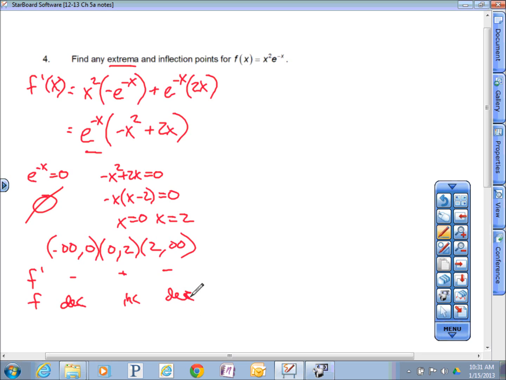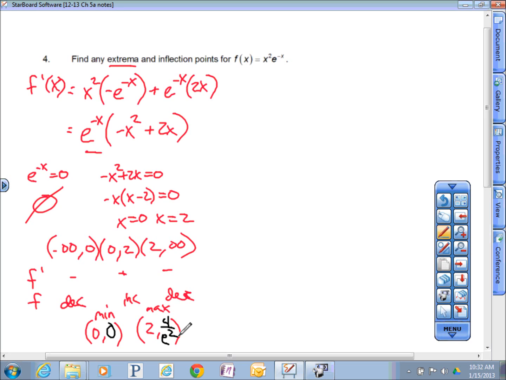So we're looking at a relative min at the point 0 something, and we're looking at a relative max at the point 2 something. How do you find the something? Go back to the original function. Plug in 0. e to the 0 is going to be 1. 0 squared is going to be 0. So I've got a relative minimum at the origin. And plug 2 in. 2 squared is 4. e to the negative 2 power, this is 4 over e squared. So we've taken care of extrema. There's a little bit of a review. Inflection points, a little bit more exciting.